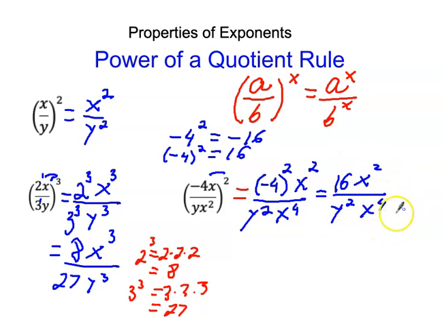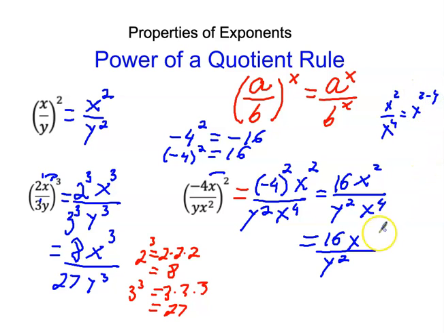Now, is there anything else we can do to simplify further? Yes, you guys know about the quotient rule, and we can simplify x squared and x to the fourth power, right? So the 16 and y squared are going to stay because there is nothing we can do. But what we can do is the quotient rule allows us to subtract the exponents. So we have x, and we have 2 minus 4. So keep in mind, again, just review, x squared divided by x to the fourth power, we do x to the 2 minus 4, okay? So in this case, 2 minus 4 is negative 2.